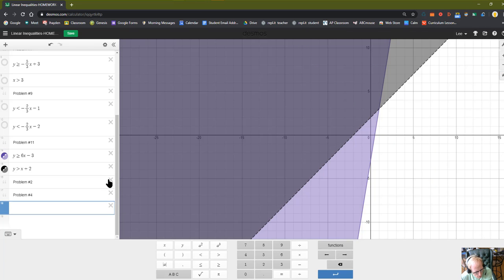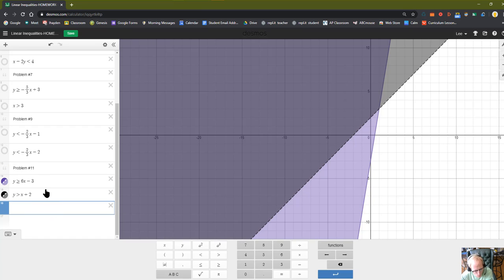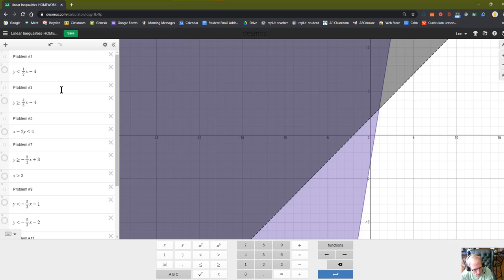So that's the way I want you to set it up. I want you, right above the 1 or 2 inequalities that are that problem, to put a comment and put problem number 2. Then the next line would be the inequality for number 2. Problem number 4, the inequality. So just like I have it formatted here.